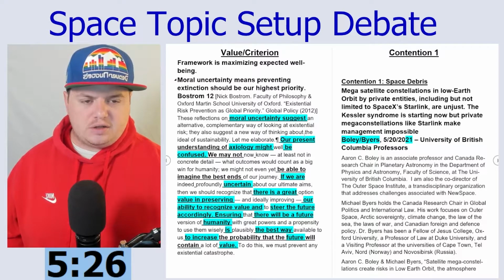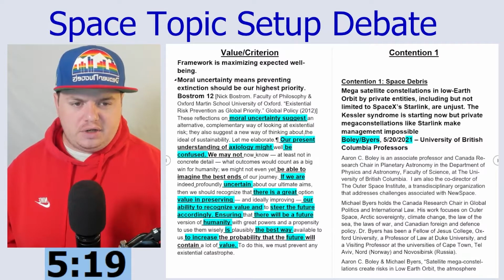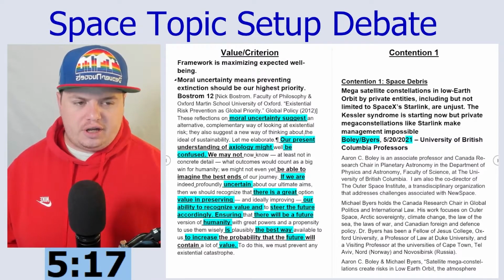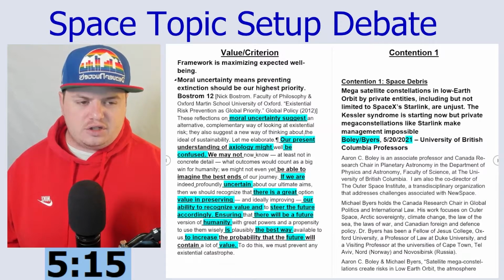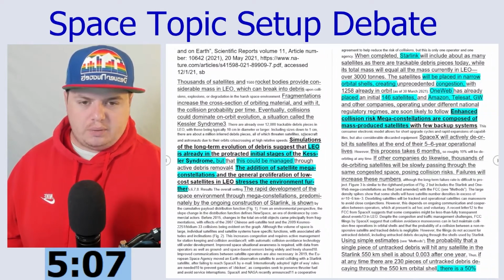Contention 1 is space debris. Mega satellite constellations in low Earth orbit by private entities, including but not limited to SpaceX's Starlink, are unjust. The Kessler syndrome is starting now, but these private mega constellations make management impossible. Boyers and Byers, 21.